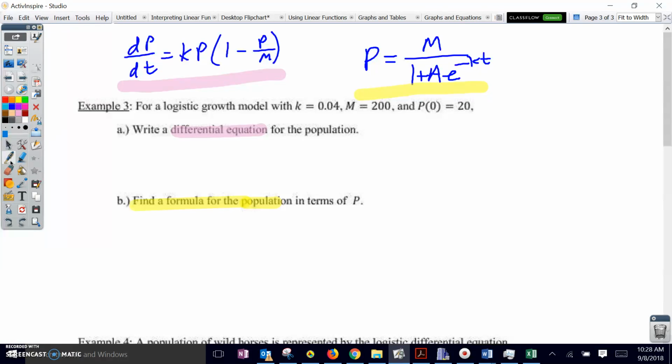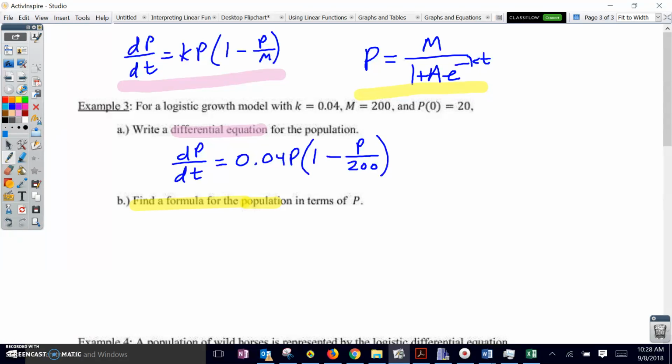Alright, so first, write a differential equation for the population. Okay, so the differential equation is going to be dp dt equals kp, so 0.04p, times the quantity 1 minus p over n, 1 minus p over the carrying capacity. And so there's our differential equation for this population.